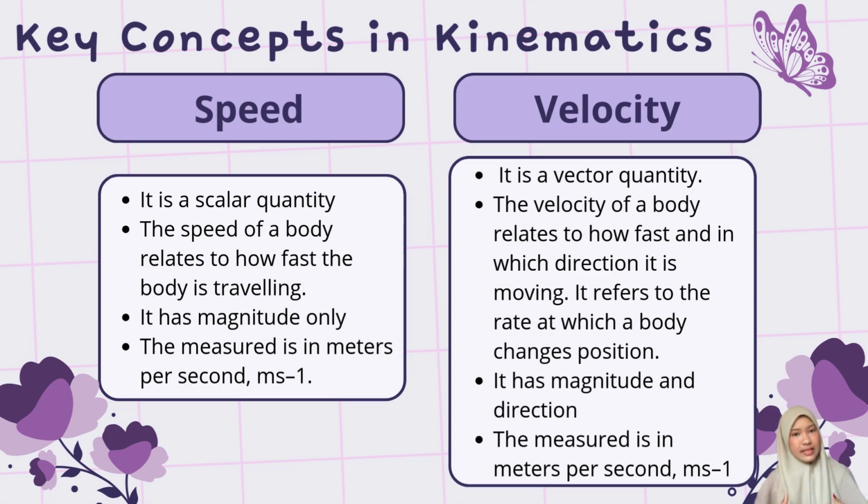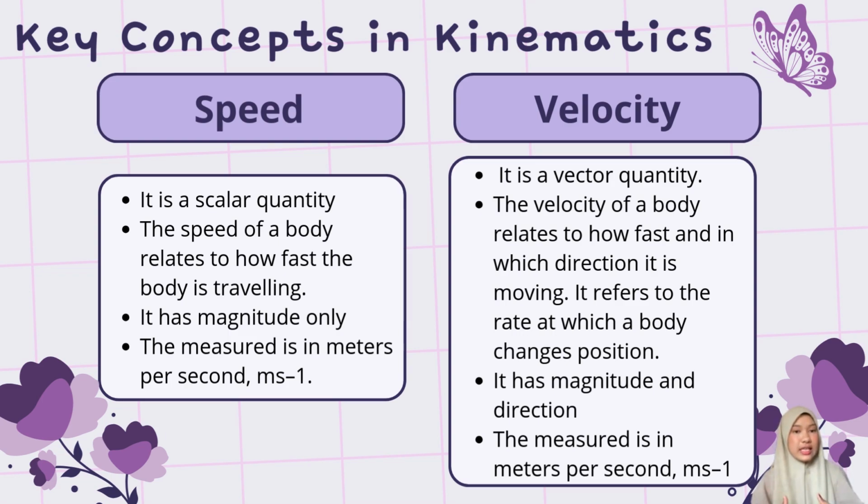Next is speed. Speed is how fast something is moving. It only tells you the how fast part and not the direction, like running at 10 meters per second. Speed is a scalar quantity, which means it just has a size or magnitude.